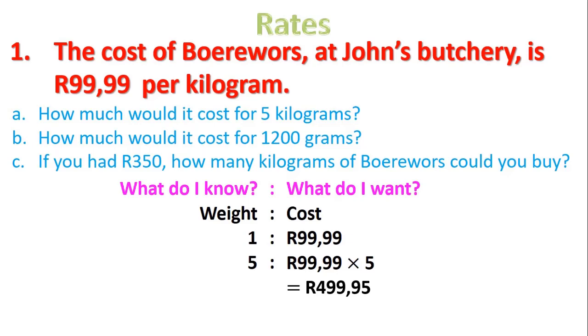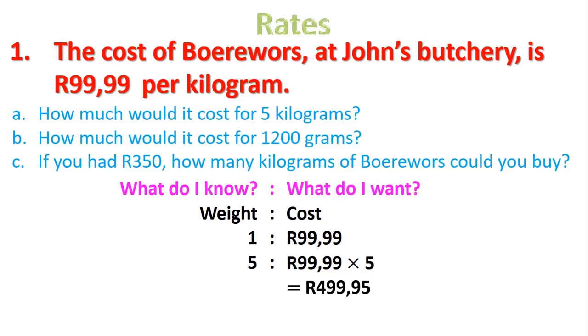Do you see that if I have 1 kilogram, it's 99 Rand 99, so for 5 kilograms, I multiply it by 5, and that's where I get my 499 Rand 95 from. And that's my answer. Let's look at B.